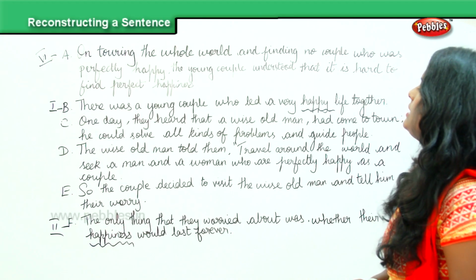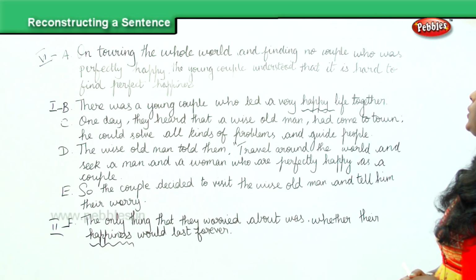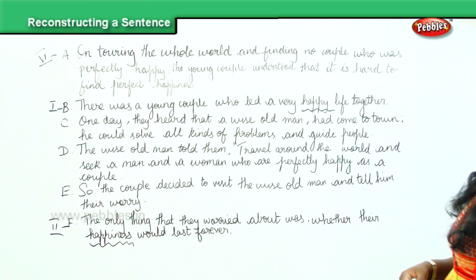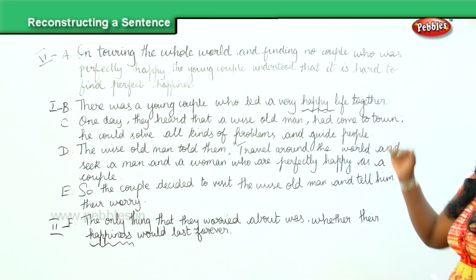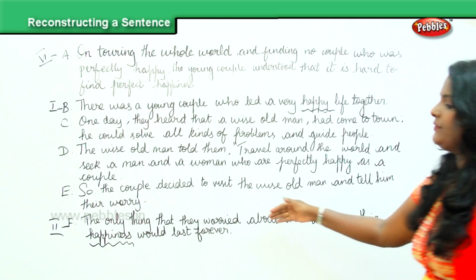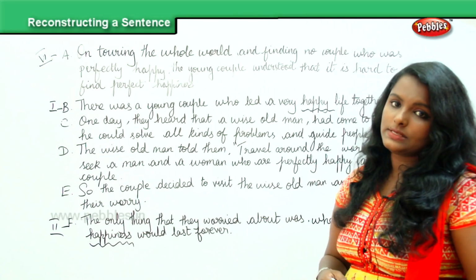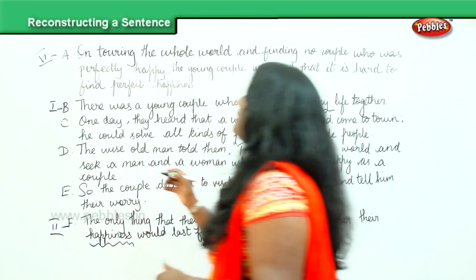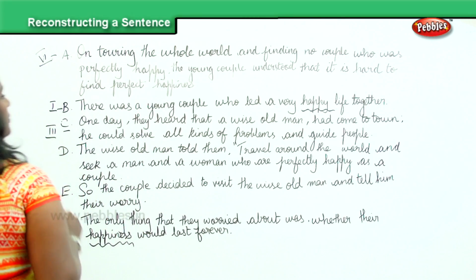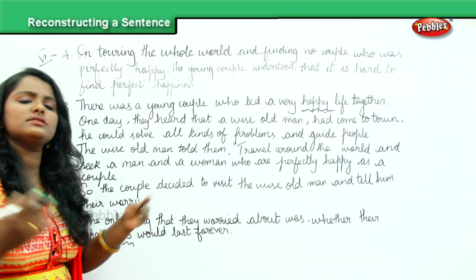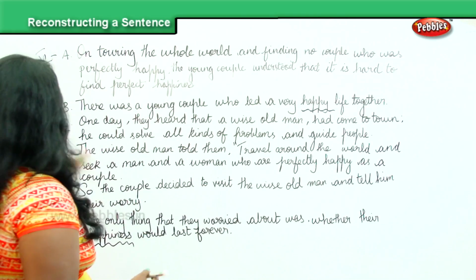One day they heard a wise old man had come to town. He could solve all kinds of problems and guide people, right? So initially we have discussed how happy the couple were, and then we had discussed what their problem is, right? Now we have a new entry of a wise old man who has a solution for all the issues.